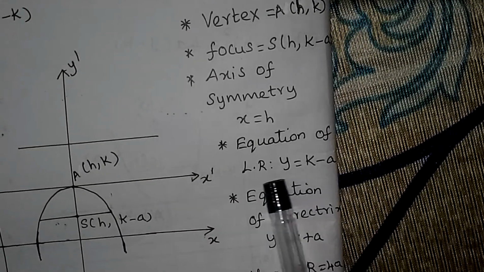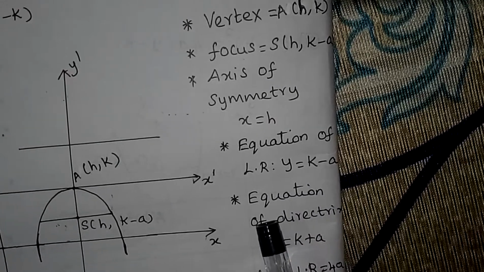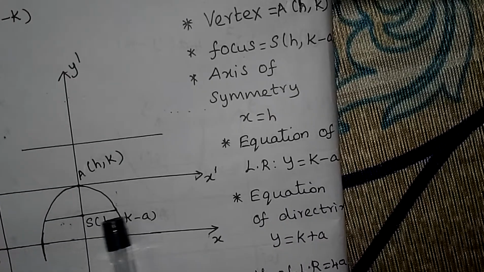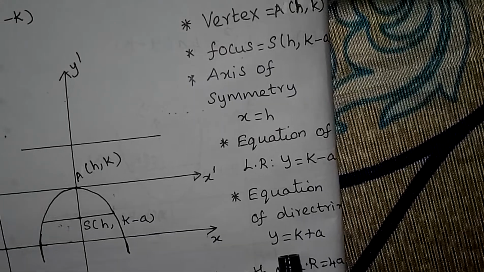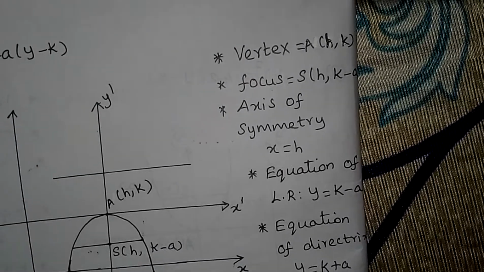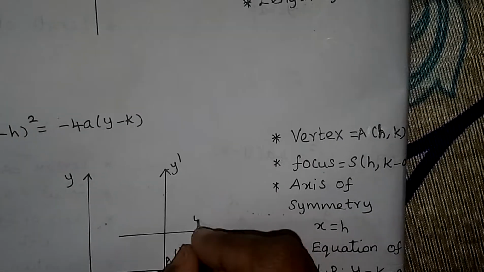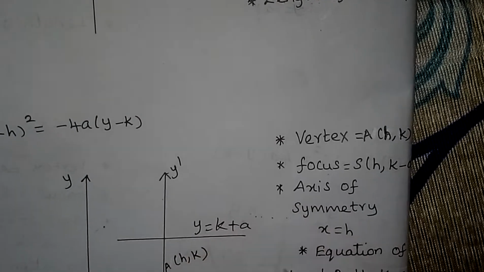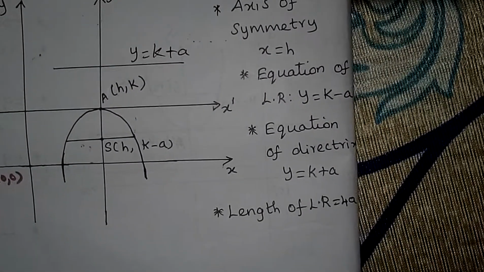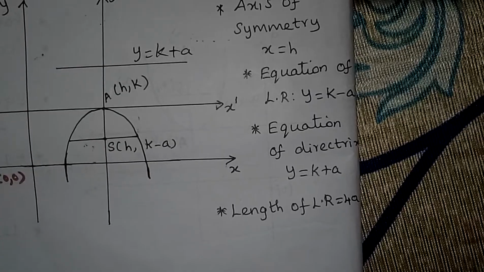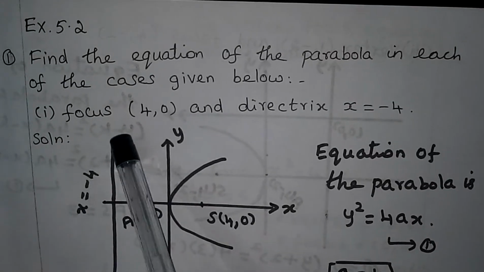And the equation of latus rectum is y equal to k minus a. So that is this line, y equal to k minus a. Equation of directrix is y equal to k plus a. This line is y equal to k plus a. Length of latus rectum is a constant value, it is 4a. Now we can see the sums.